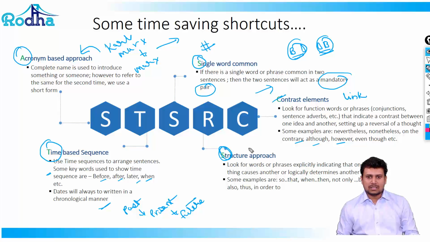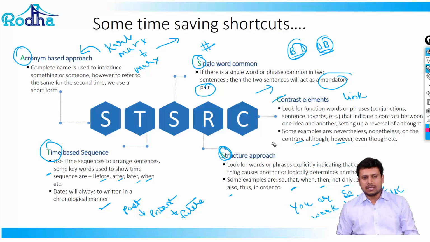The last is the structure approach. The structure approach basically tells you phrases or words which explicitly indicate that one thing is causing another or logically determines another. For example, words like so, that, when, then, not only but also. These give you a structure. For example, if you look at a sentence and it has something like this: you are so weak that you can't walk. So the moment I see so and that, I know it is structure, and those structures will always be together.